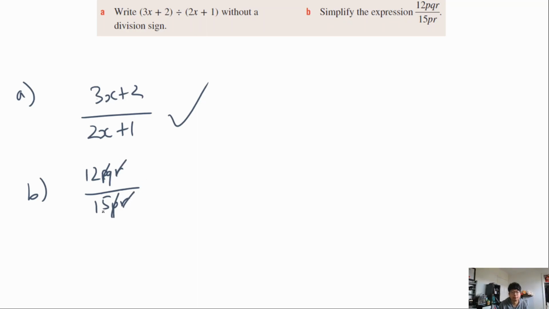And the 12 and the 15 can both be divided by 3. 12 divided by 3 is 4. 15 divided by 3 is 5. That gives me 4q over 5. Give yourself a tick if you got that one correct as well.